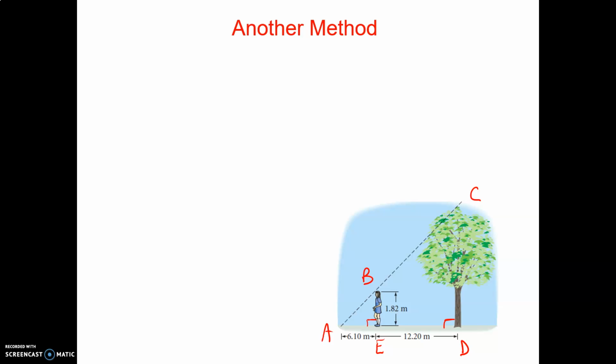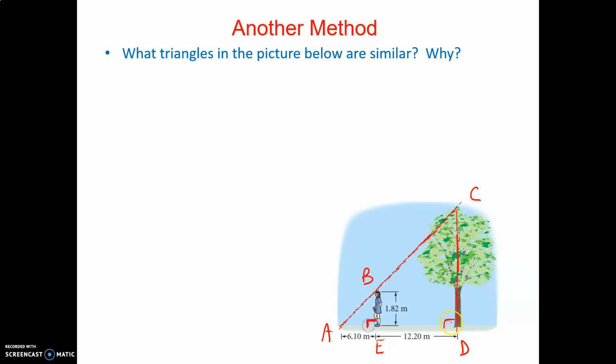This is another method. It doesn't really have a name. What triangles in the picture below are similar and why? So this is what happens. Here's a tree, and the tree is that tall. The person walks until you can draw a line from the top of the tree to the top of the person to the ground. Okay, you assume that this person is standing perpendicular to the ground and that the tree is perpendicular to the ground. So those are two 90-degree angles that they share.